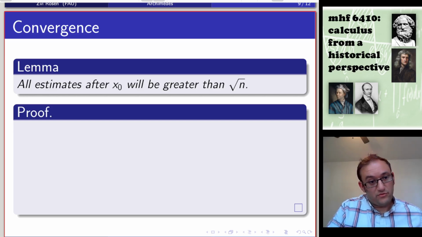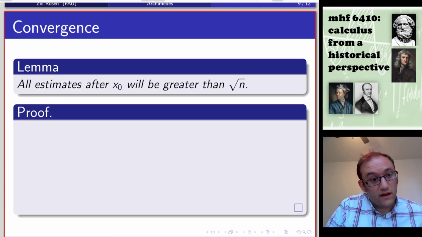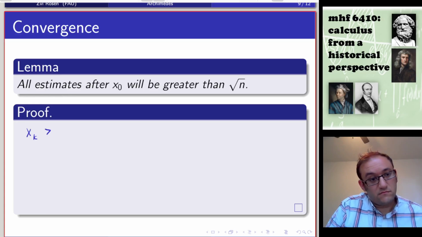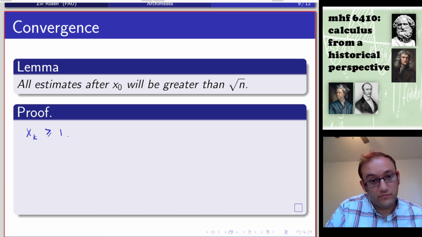Okay, so let's prove that. We're assuming that xk is greater than or equal to 1. And now we're going to show that xk plus 1 will be greater than or equal to the square root of n.